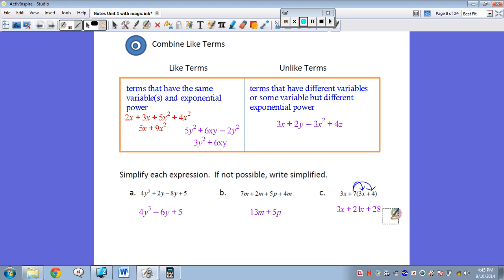Now do you have any like terms? 3x and 21x are like terms. They have the same variable and same exponent. So 3x plus 21x is 24x, and then plus 28 on the end. That can't be combined with anything because it doesn't have a variable.